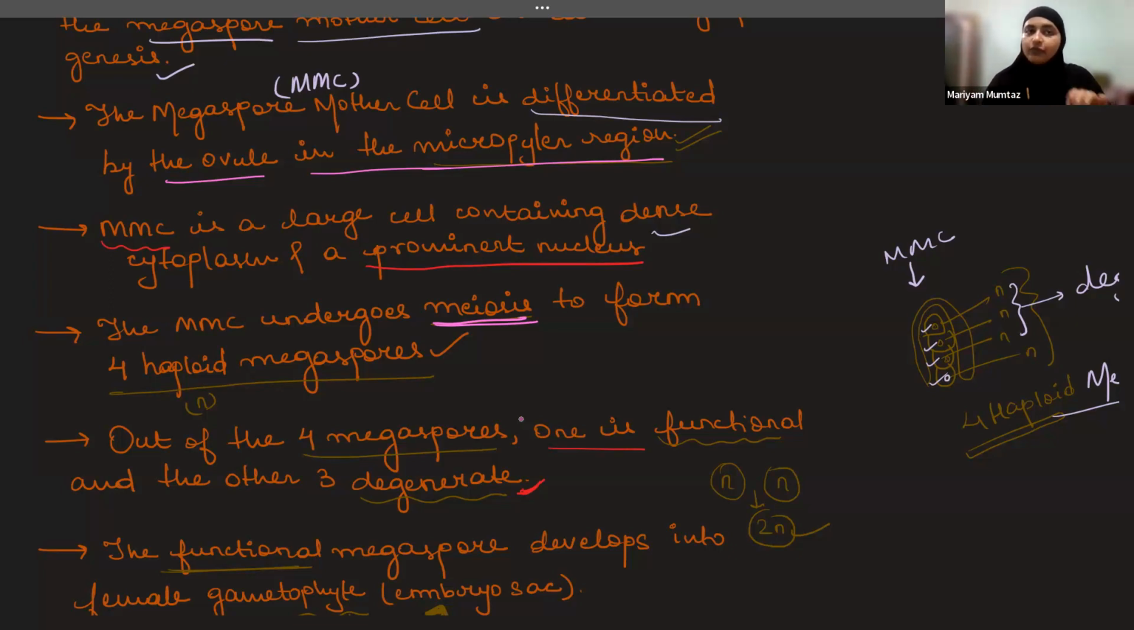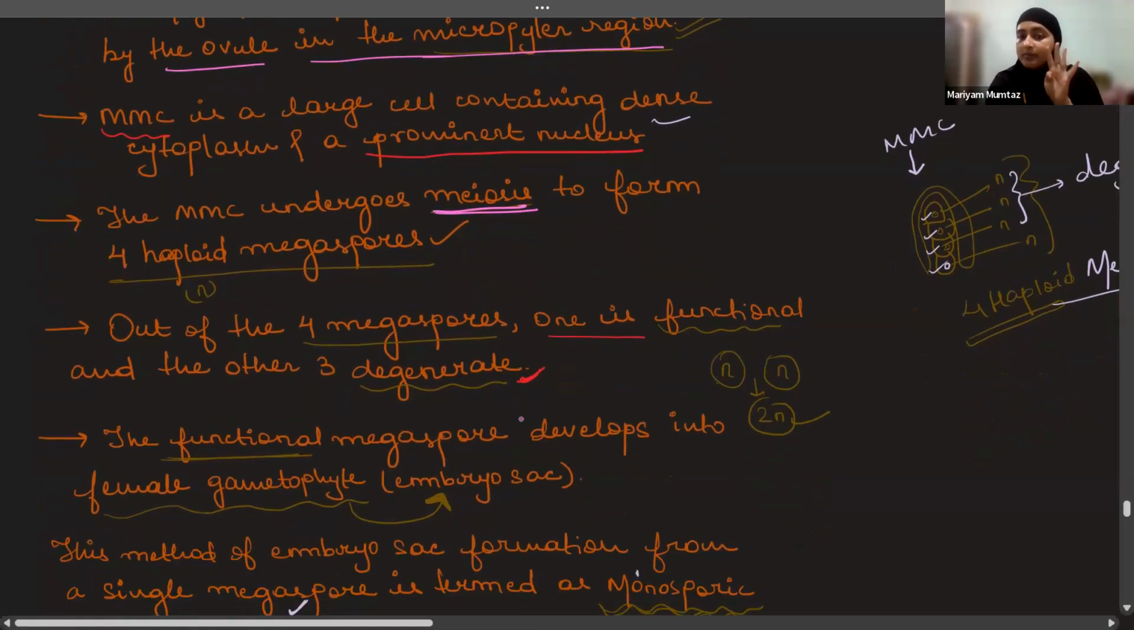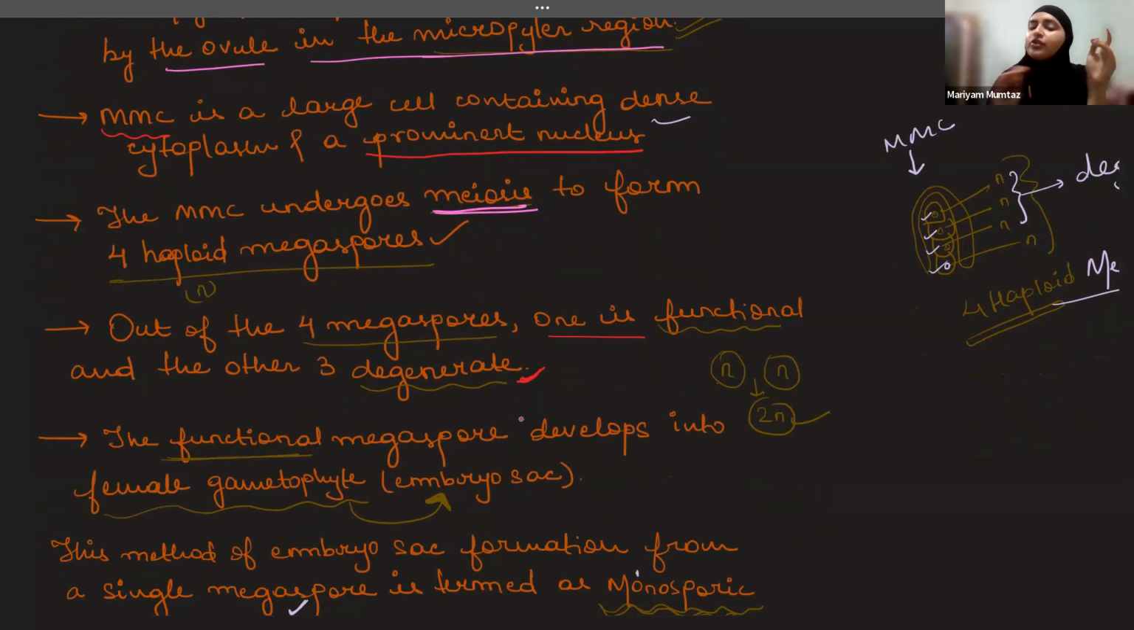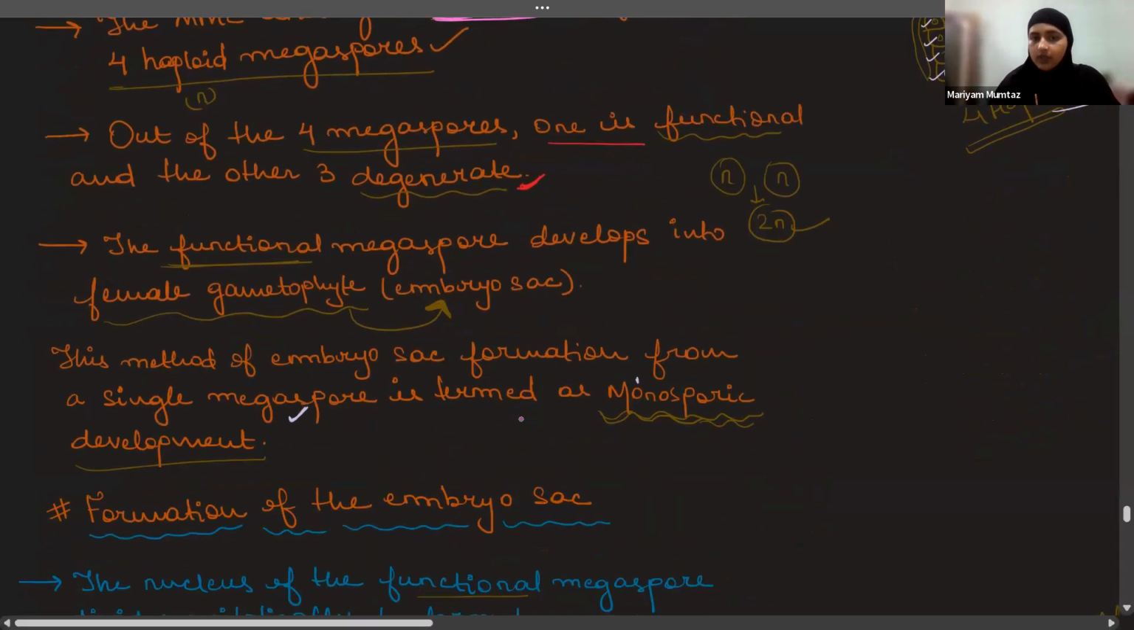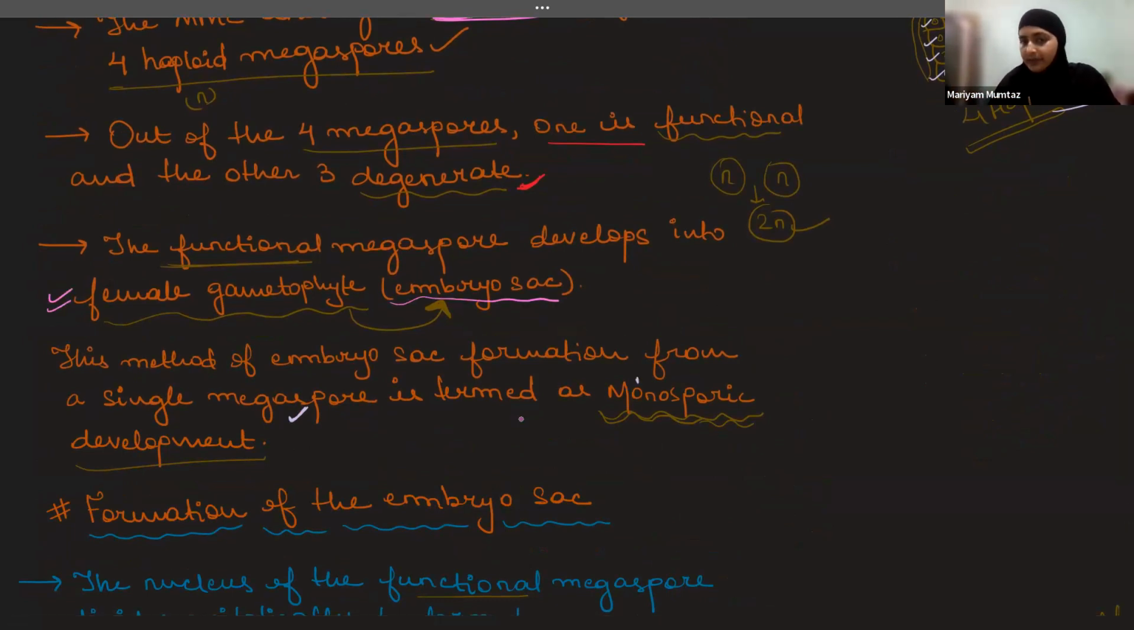Anyway, meiosis happened to that. And because of that, 4 haploid microspore tetrad were made in the case of the male. Now, in the female also, the megaspore mother cell will undergo meiosis and form the 4 haploid megaspores. But here the situation is a bit unique because out of the 4 megaspores, only 1 is functional. The other 3 are of no use and they degenerate, meaning they disintegrate. Then this functional megaspore would develop into the female gametophyte, that is the embryo sac.